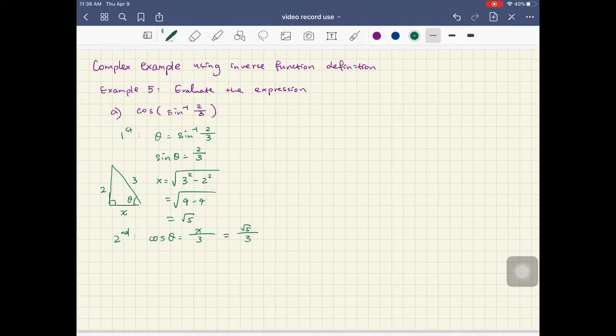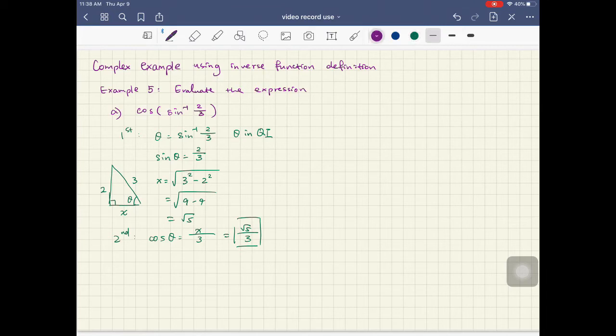One more thing we need to take into consideration is the range of the inverse function. Because it's sine inverse of 2 over 3, the range is quadrant 1 or quadrant 4. Because it's positive 2 over 3, my theta is going to be in quadrant 1. Since theta is in quadrant 1, cosine of theta is positive. So square root 5 over 3 is the final answer.